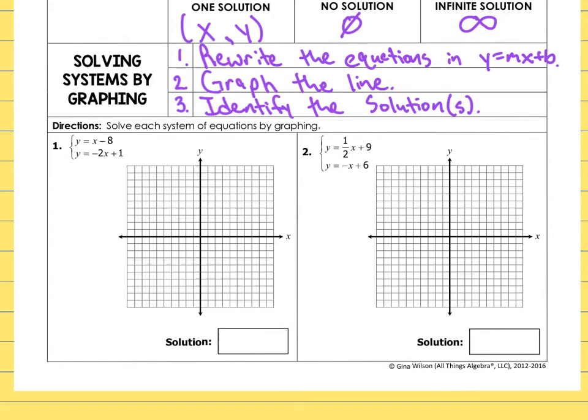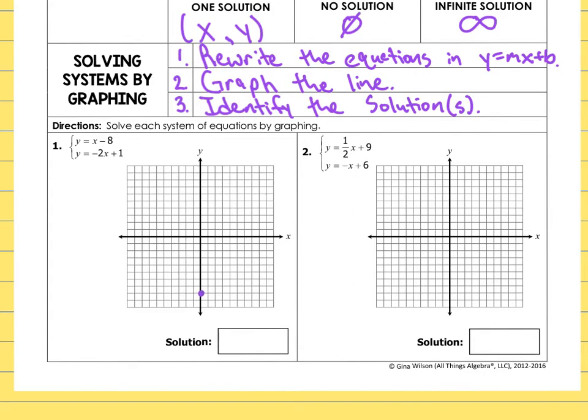So I'm going to start out by graphing these two equations in number 1. y equals x minus 8 and y equals negative 2x plus 1. I'm going to graph the first equation. And the first equation, my y-intercept is negative 8. So I'm going to start at the origin, go down 8. 1, 2, 3, 4, 5, 6, 7, 8.